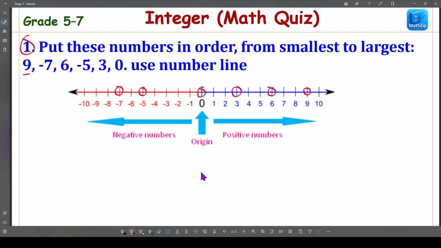So the number line benefit is that the left side is negative, the right side is positive, and the origin starts from 0. From left to right it will become smallest to largest, or right to left it will become largest to smallest. So we are saying smallest to largest.